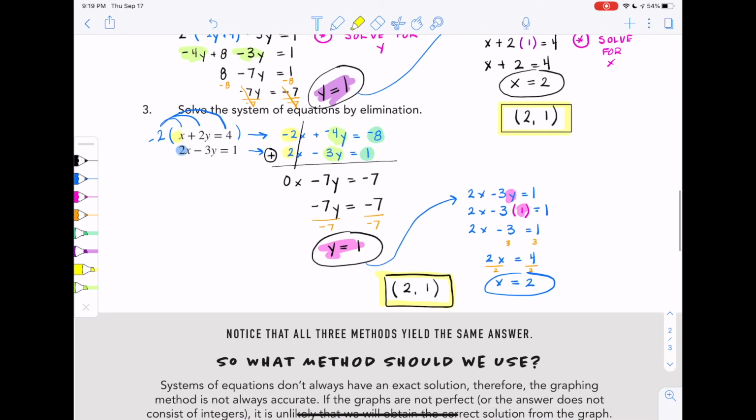I'm just going to do a quick reminder off to the side. An ordered pair is a point on the coordinate plane, and an ordered pair is written as x comma y. That's why I'm writing my answers as a set in parentheses. I'm writing my x value first, my y value second. So if we look over here, x value first, y value second. That's called an ordered pair.